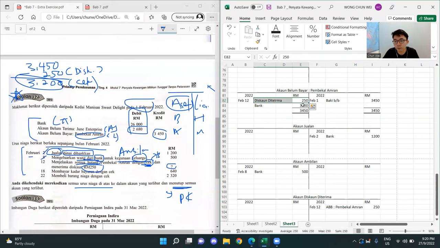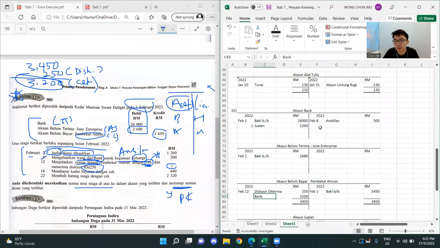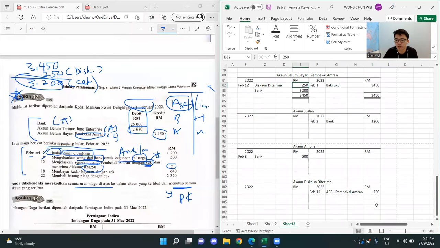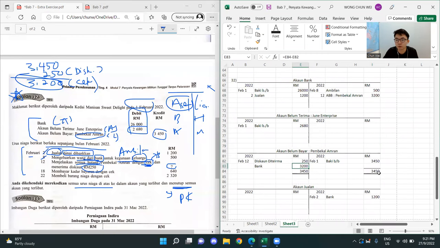Okay, the next thing will be for the bank. So you telah debit ABB because of bank. So dalam account bank awak, you mesti credit. Because you bayar mah. So whenever you bayar 3,200, you mesti credit your bank. Because you ada bayar. So this is 12. Bayar kepada ABB pembekal Amran. 3,200. This figure you take from here. 3,200, 250, so you add up, telah jelas, you boleh tutup ABB because you already menjelaskan hutang.